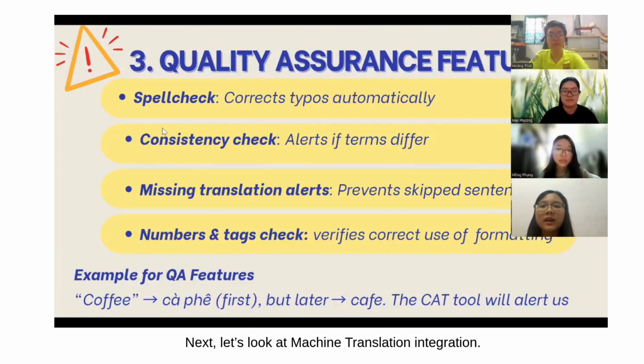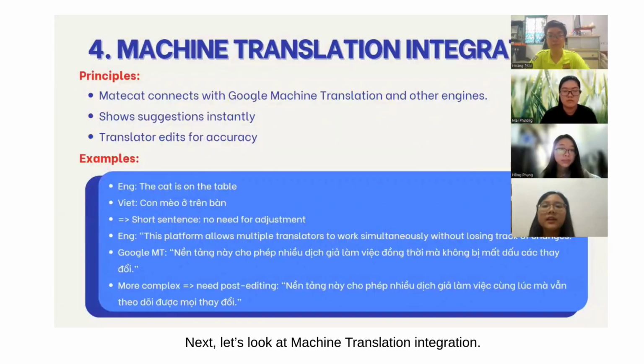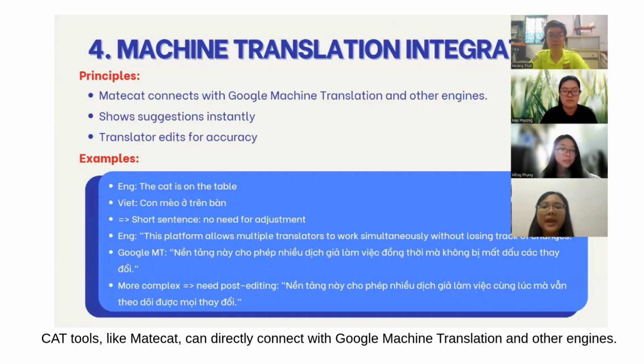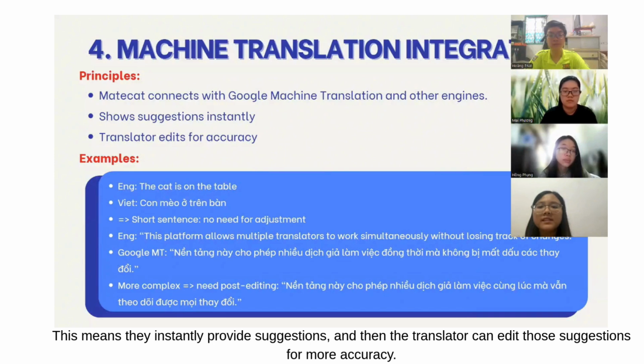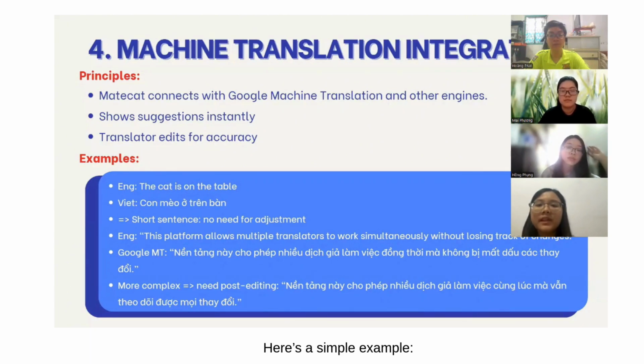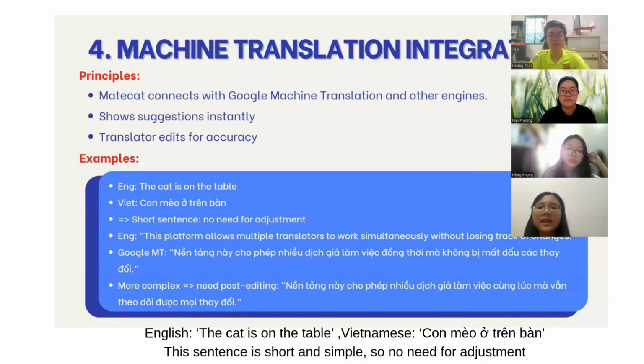Next, let's look at the machine translation integration. CAT tools like Matecat can directly connect with Google Machine Translation and other engines. This means they will instantly provide a suggestion, and then the translator can edit those suggestions for more accuracy. Here's a simple example. English: "The cat is on the table." The Vietnamese translation will be "con mèo ở trên bàn." This sentence is short and simple, so there's no need for adjustment.